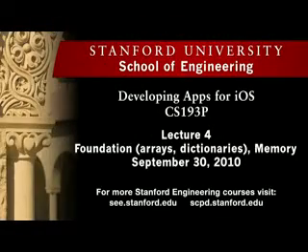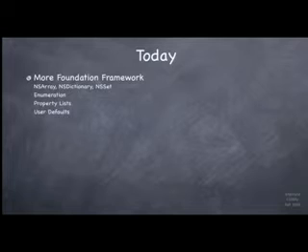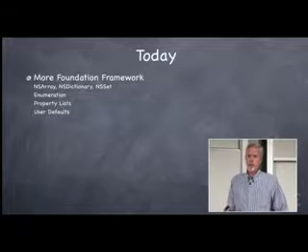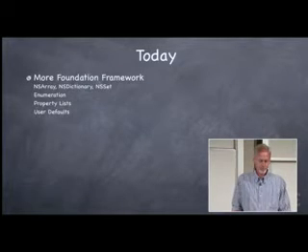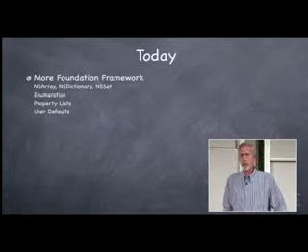Okay, welcome to lecture number 4 of Stanford CS193P, Developing Applications for iOS. Today we're going to finish up what we started on Tuesday with Foundation, talk a little bit about the collection classes and how to enumerate them and what we mean by the term property list, which is related to that, and also a little about user defaults, which is also related to property lists.